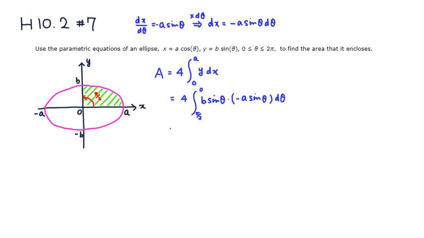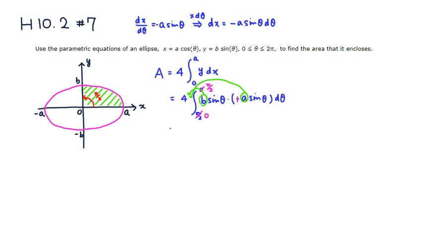I'm going to pull out the constants. B is a constant and the negative a is a constant. I'm going to use this negative sign, turn it into positive, and switch the upper limit and the lower limit. So instead of going from pi over 2 to 0, I'm going to go from 0 to pi over 2. Then I'm going to pull a and b outside.